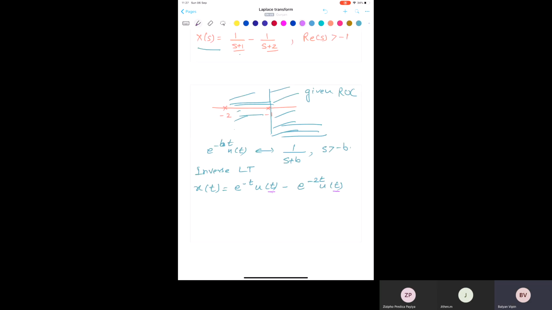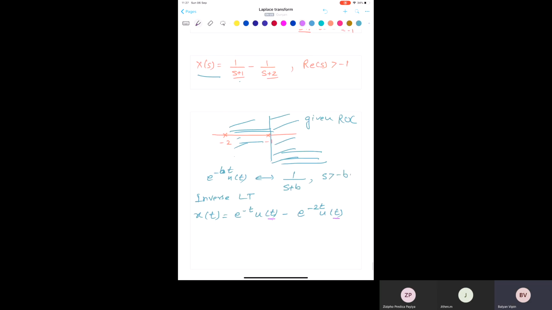Now let me take another question, which is just a change in this, because I'm saying that my region of convergence is this.